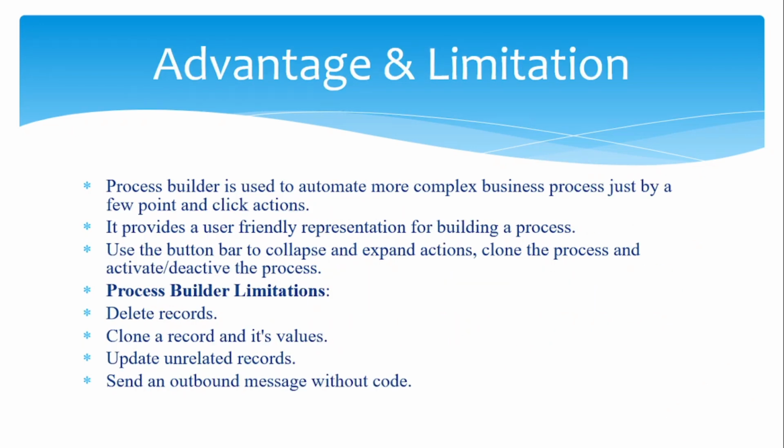Advantages and limitations. Process Builder is used to automate more complex business processes just by a few point and click actions. It provides a user-friendly representation for building a process. Use the button bar to collapse and expand actions, clone the process, and deactivate the process. Process Builder limitations: delete records, clone a record and its values, update unrelated records, send an outbound message without code.